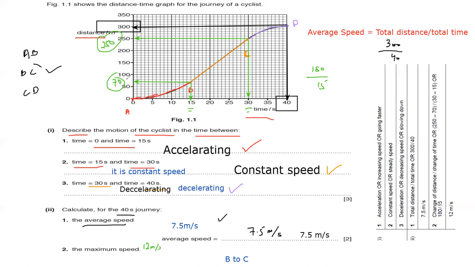Is it clear, this question? Finding the maximum speed of an object using a distance time graph: we check the region where it is having a steeper slope, and using that region we can work out the maximum speed.